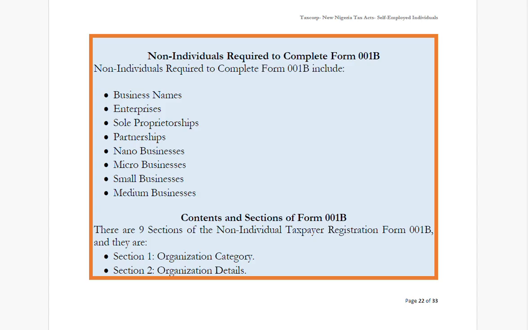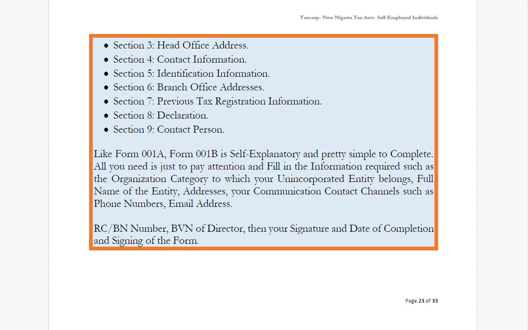Contents and sections of Form 001B. There are 9 sections of the non-individual taxpayer registration Form 001B, and they are: Section 1 is organization category. Section 2 is organization details. Section 3 is head office address. Section 4 is contact information. Section 5 is identification information. Section 6 is branch office addresses. Section 7 is previous tax presentation information. Section 8 is declaration. Section 9 is contact person.